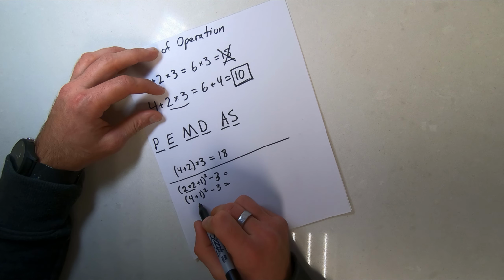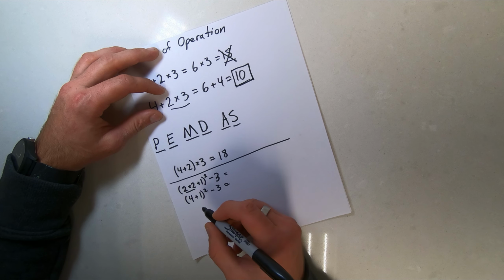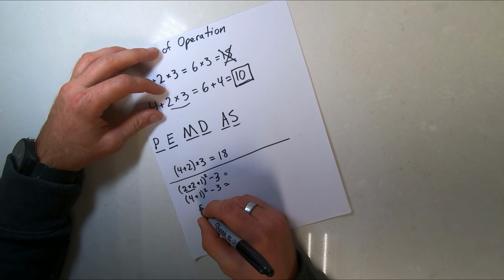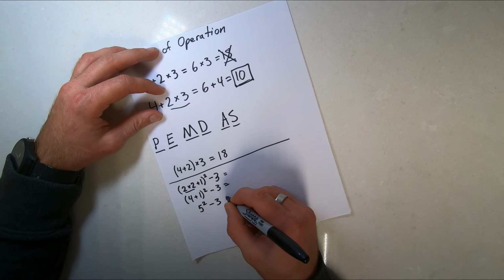Now we still have numbers inside the parentheses, so we take care of that first. So now we have 5 squared minus 3. After taking care of the parentheses, we next move on to exponents if we have them. Since we have one, we perform 5 times 5, which is what 5 squared means. So now we have 25 minus 3, and now we're just doing subtraction. We're at this level of operation. So 25 minus 3 is 22.